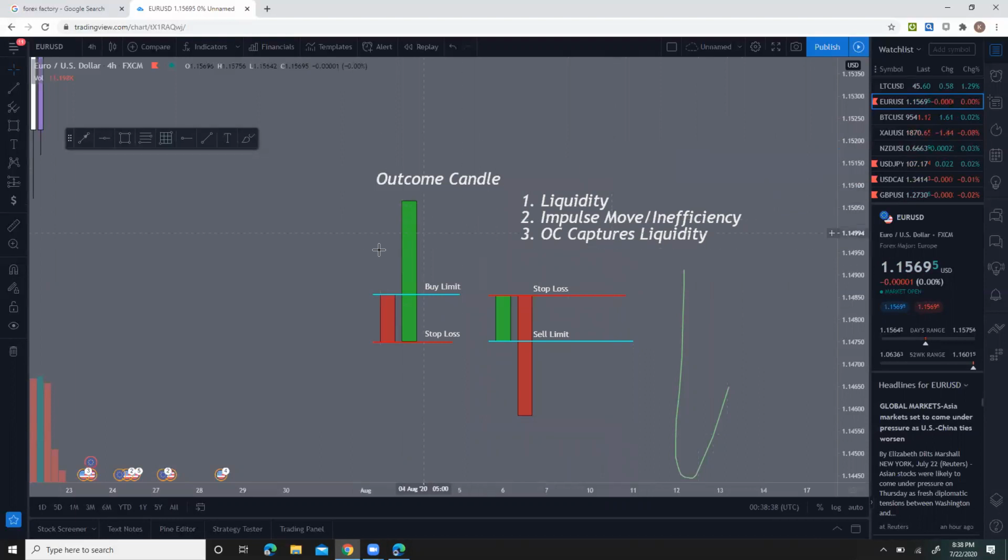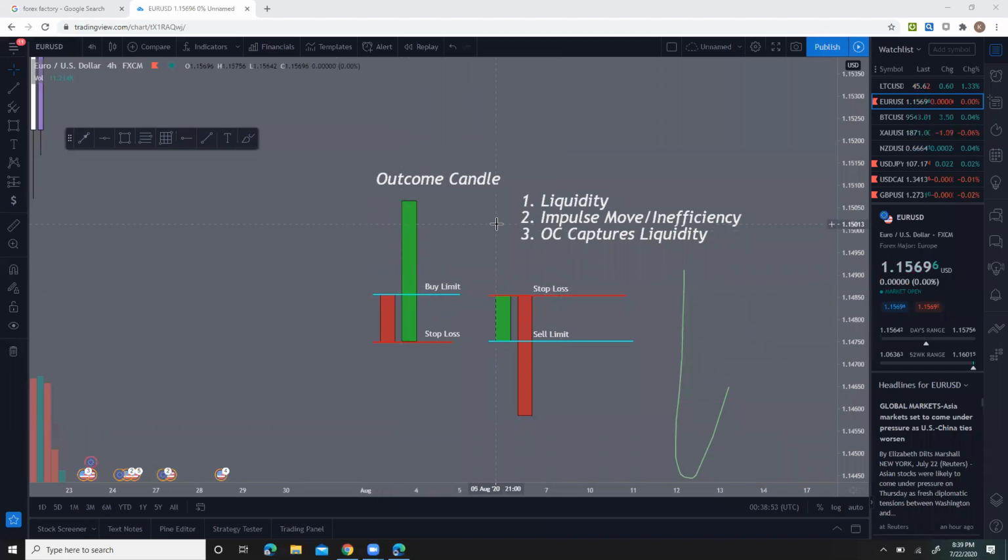So here's what your outcome candle looks like. Hey, Joshua, how you doing? All right, so this is what you're looking for. This is your three confluences, and this is what your outcome candle looks like.